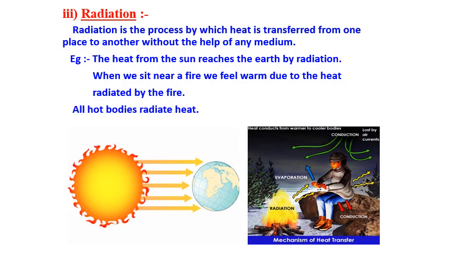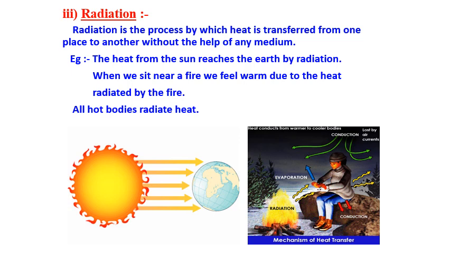Students, just think about it. When we come out in the sun, we feel warm. Definitely. How does the heat from the sun reach us? It cannot reach us by conduction or convection, as there is no medium such as air in most part of the space between the earth and the sun. So from the sun, the heat comes to us by another process that is known as radiation.